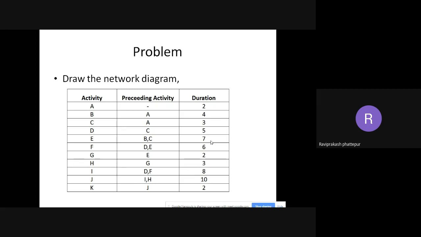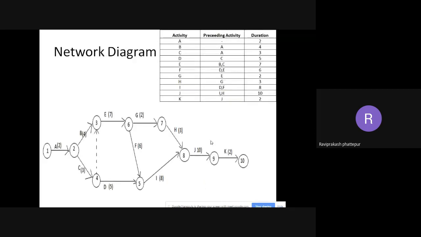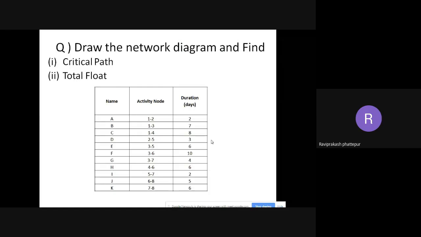Now there is one more kind of problem, a second kind. Usually out of these two, any one type will be given. Basically, using this information, you can draw the network diagram. The second one is actually very easy. You feel there is some complication in the previous kind of data, but here it is directly given, so most students feel this is very easy.